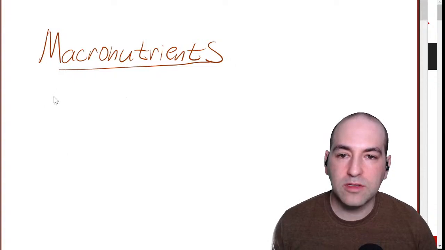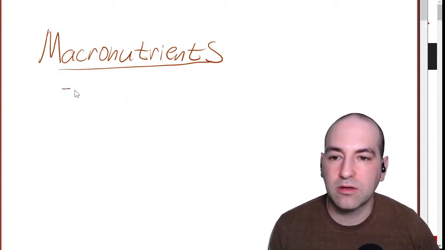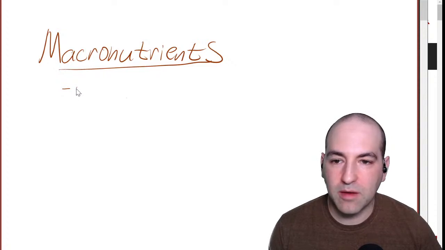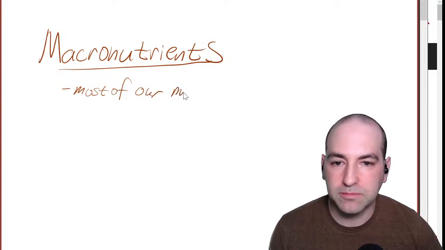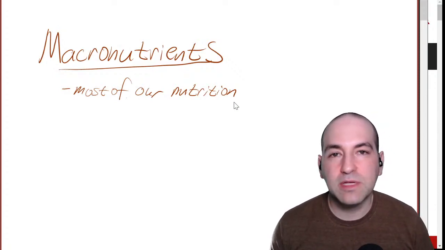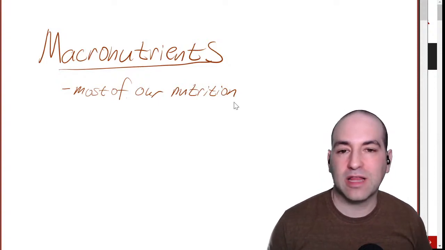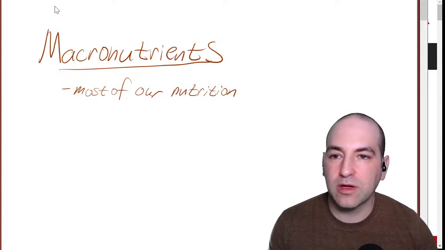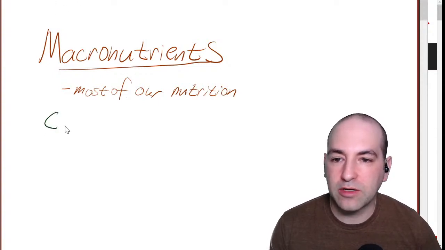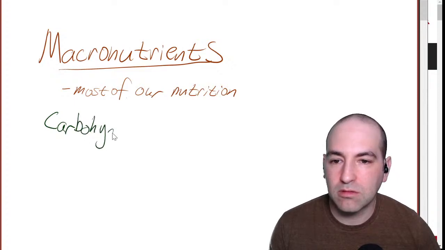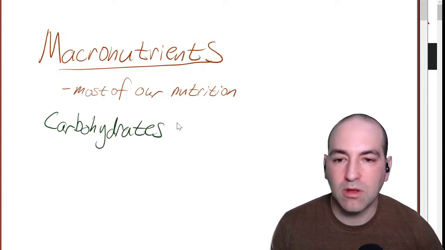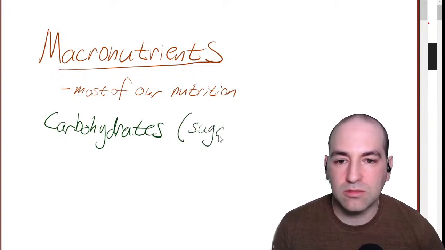All right. So these are called the macronutrients simply because they make up most of our nutrition. So micronutrients are things like vitamins and minerals that you just need tiny, tiny amounts of. Macronutrients, macro means big, are the things you need lots and lots of. So the three broad categories are carbohydrates, that's sugars and starches.